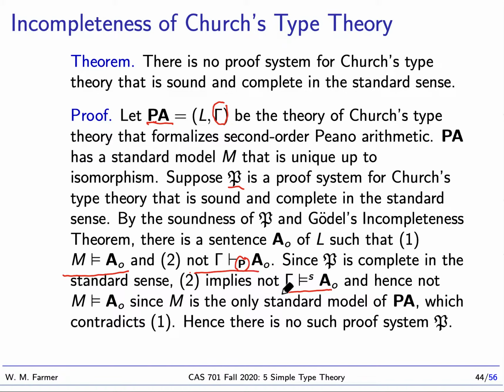So not having a proof means we don't have a semantic consequence. And that means that we have not: A is true in M. That's because what this says here is that for every standard model of gamma, A is true in that model. But, I should say, it's not the case that for every standard model of gamma, A is true in that model. But there's only one such model. That means A cannot be true in M, and this contradicts 1. So this result contradicts this result. Hence, there is no such proof system P. Okay, so that says there's no proof system for Church's type theory that is sound and complete in the standard sense.